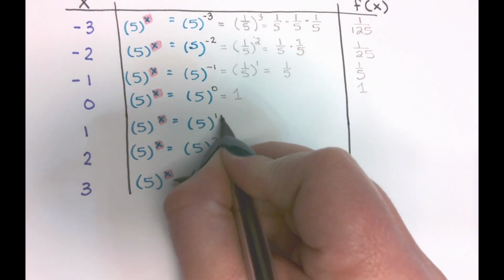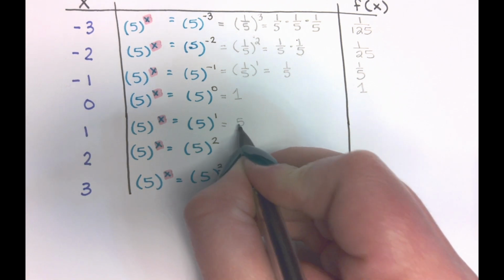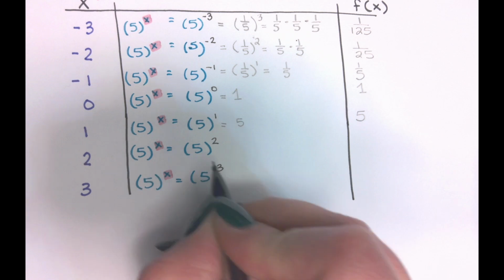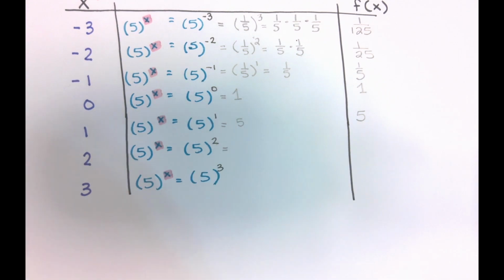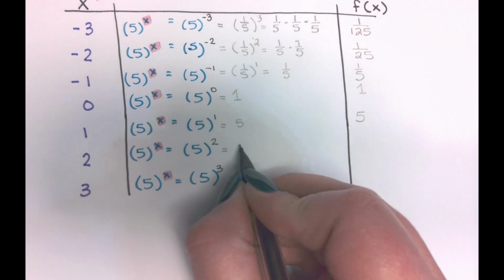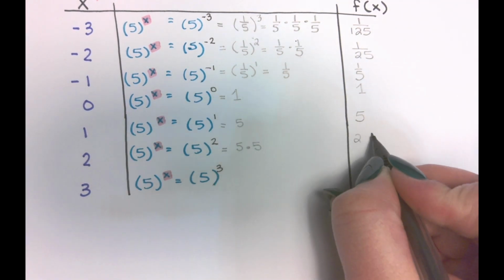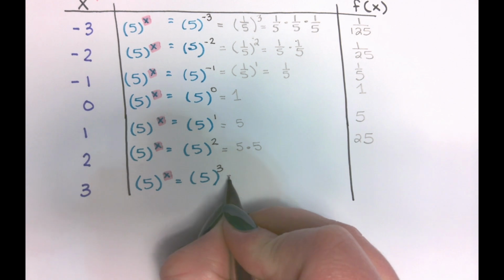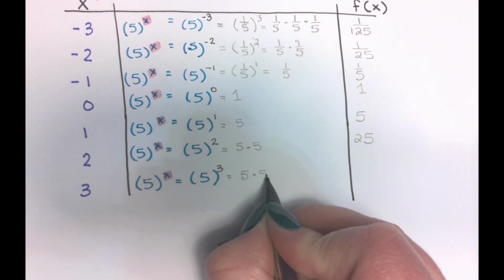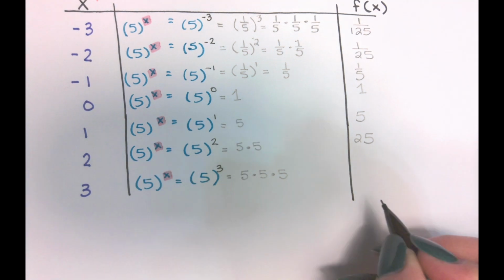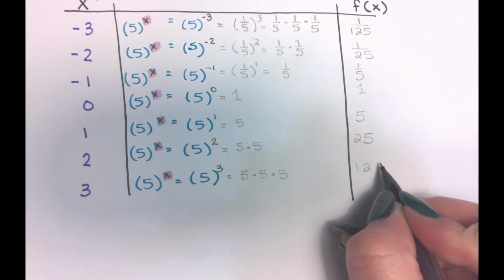Is this a negative exponent? No. So we write 5 how many times? 1 time. Next, we have a base of 5, an exponent of positive 2. Is that negative? No, it's positive. So how many times are we writing 5? Twice. 5 times 5 is 25. Next here, not negative. Don't flip anything. 1, 2, 3. We write it 3 times. We got 25 times 5, which is 125.